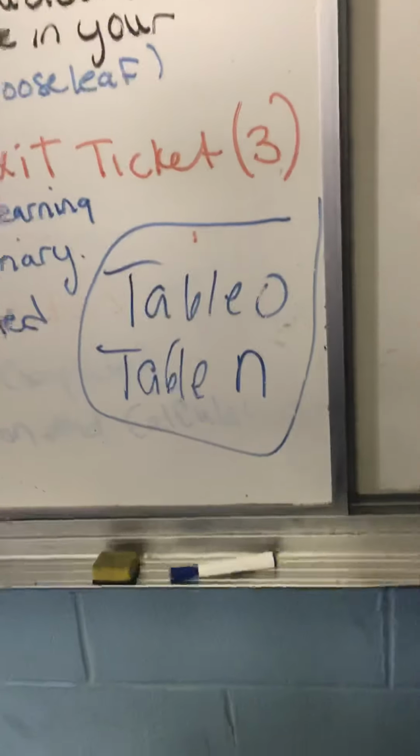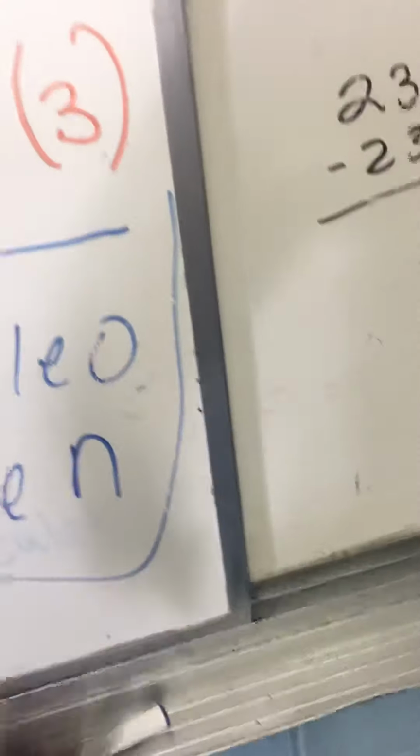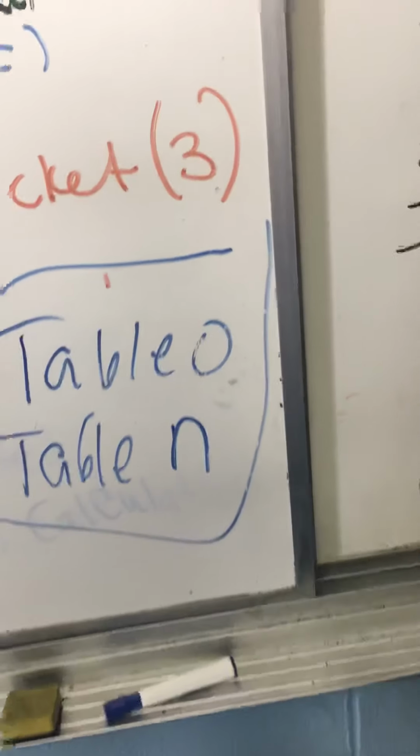So once again, we're going to use table O and table N. And this spells on or no. So get on the no-no. Go ahead, Marie Curie.